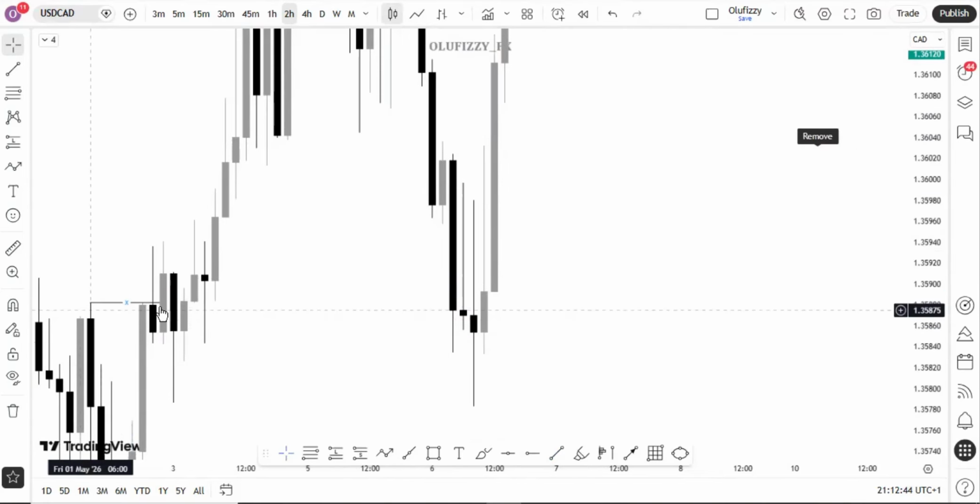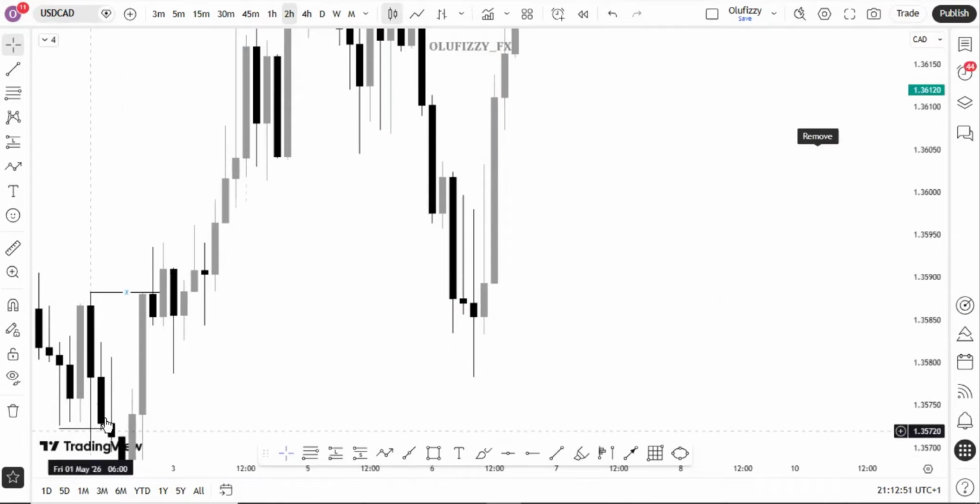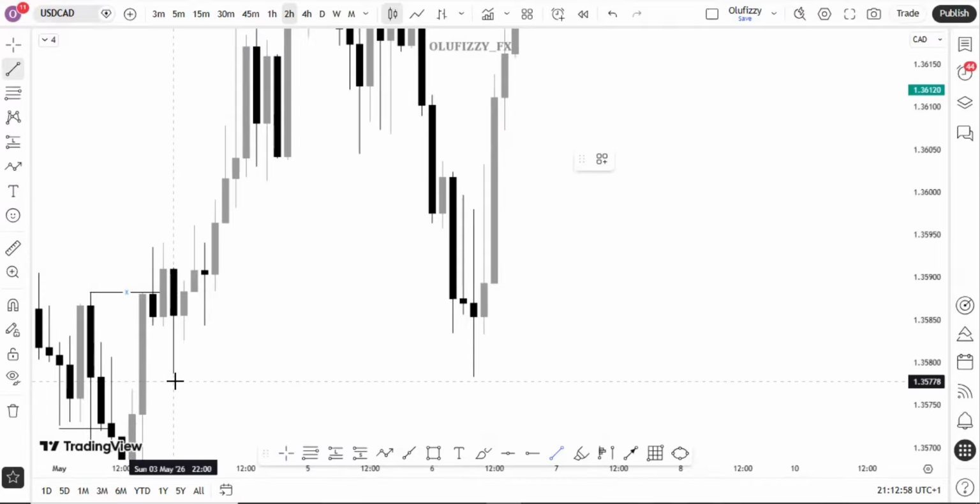So now when price takes out this, we have our market structure. We have market structure shifts. So this is the first break to the downside. So this is a market structure shift. Then after that, price creates another low. So this is our swing low now. So price creates a swing low.